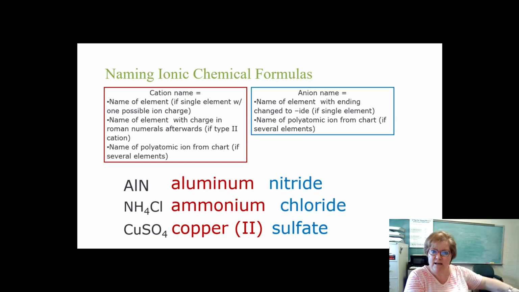On the anion side, the way we name anions, if it's just a single element, we name it by changing the ending to -ide. So nitrogen becomes nitride.